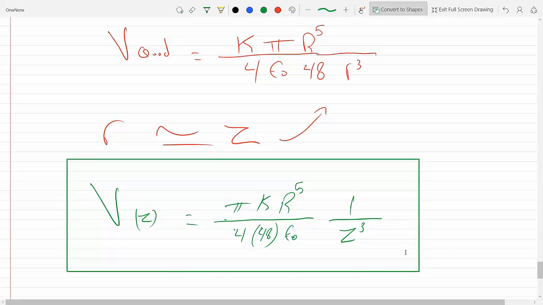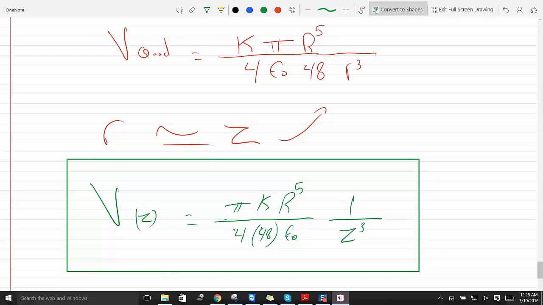I hope this question gives you a very good idea of what multipole expansion in this section is all about.